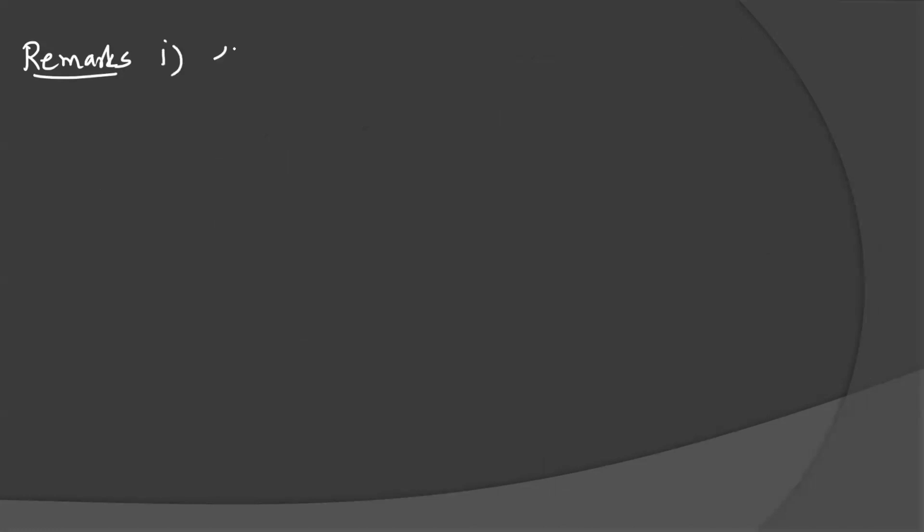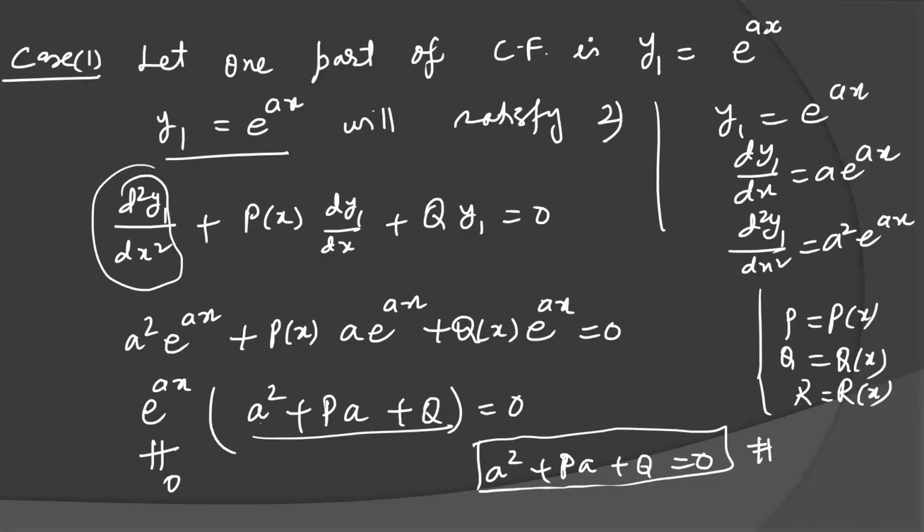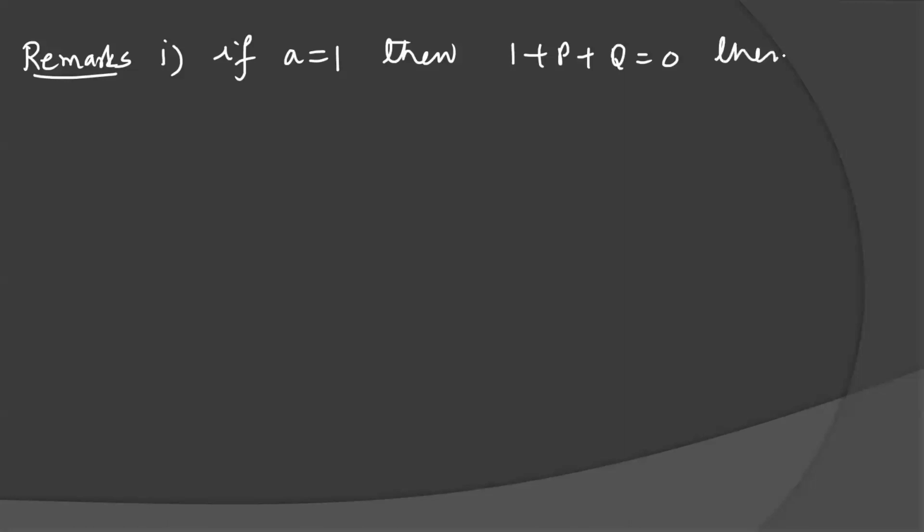First, if a equal to 1, then its relation will convert as 1 plus p plus q equal to 0, because a equal to 1. Then what will be the first part of CF? y1 equal to e to the power 1x, because we have put a equal to 1. So this will be the first part of CF.